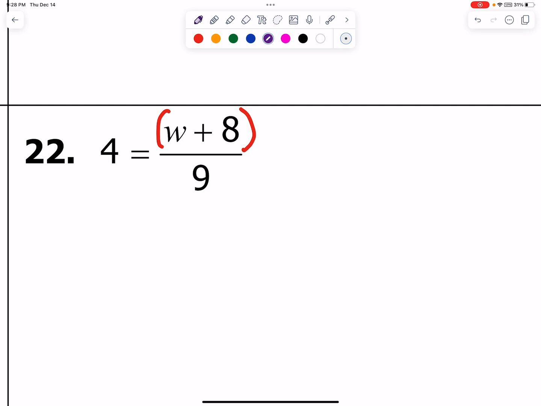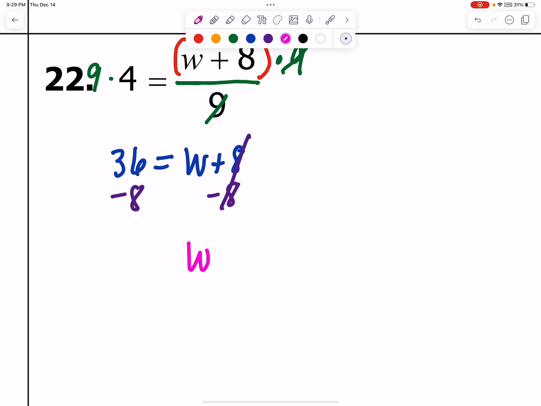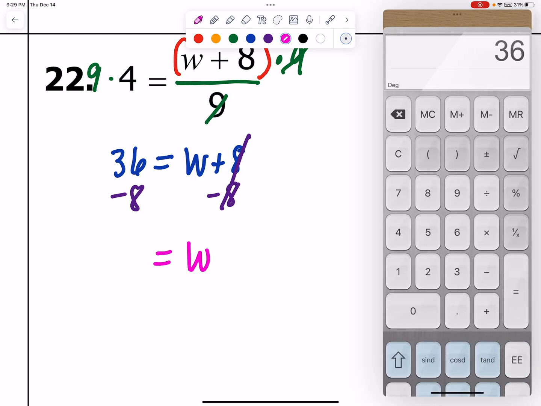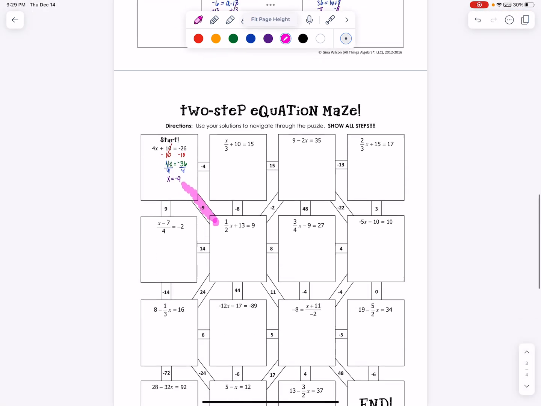All right, ready? We can't touch the grouping. We can take care of this divided by 9. How do I undo it? Well, we multiply 9 to both sides. Physically cross that out, and we're left with W plus 8 equals 4 times 9 is 36. Now we've unlocked that, and we can subtract 8 to both sides. Cross that out, and we are left with W equals 36 minus 8 is a positive 28. And there we go. All right, so go ahead and work on your 2-step equation maze.